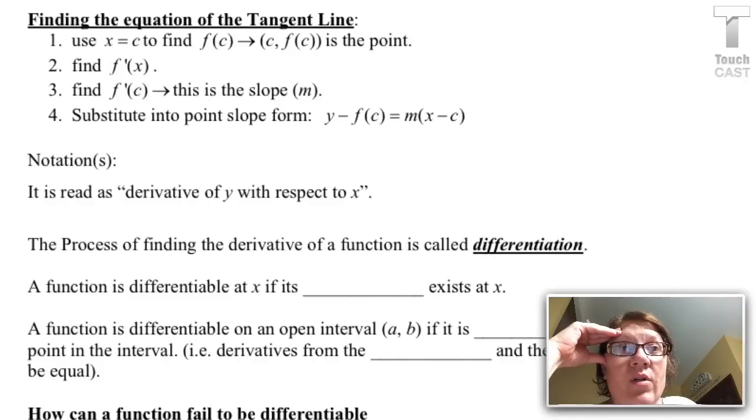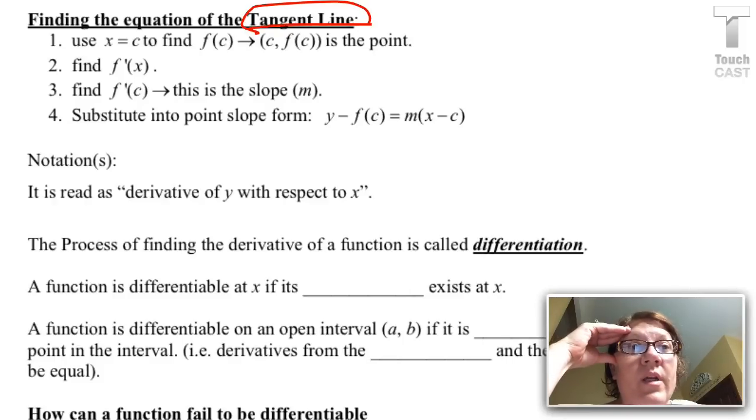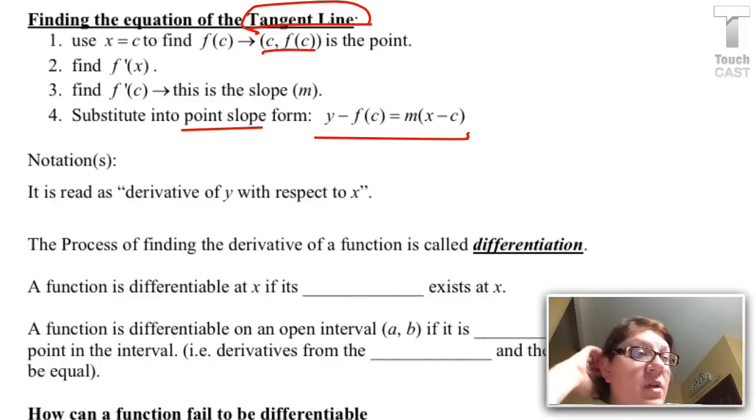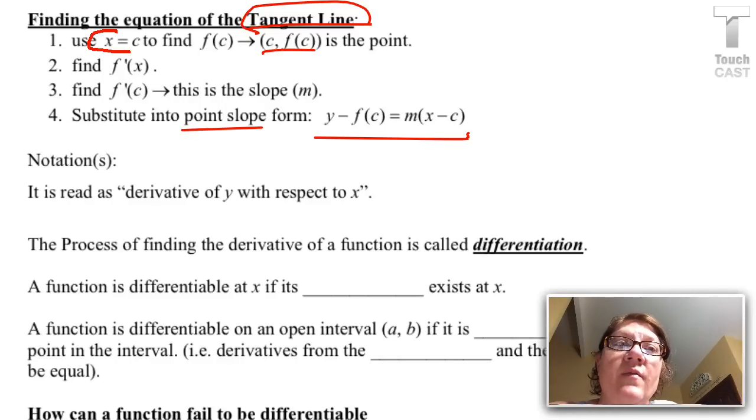So if I want to write the equation of a tangent line, a line is a line is a line. So the easiest form is point slope form, and that's my point slope form using the point c and f of c. So the first thing I'm going to have to do is find my point, and I'm going to assume that they give me an x value. So of course I'm just going to plug in that x value to get the y value. So if the x value is c, I'm plugging in c to get the y value.